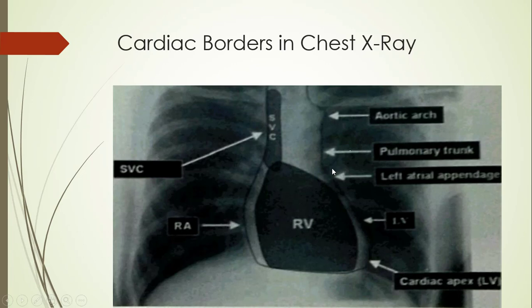Cardiac borders, left cardiac border and right cardiac border, on chest X-ray. The left cardiac border is formed by the aortic knuckle, the pulmonary trunk, the left atrium, and the left ventricle from above downwards. Whereas the right cardiac border is formed by the superior vena cava and the right atrium.